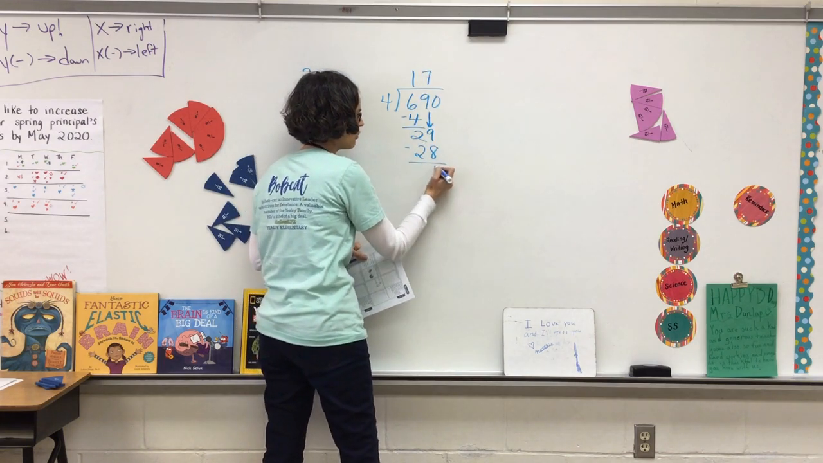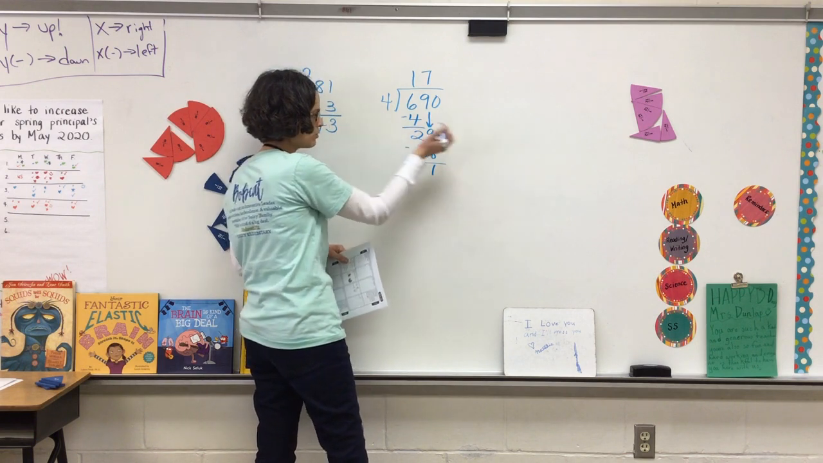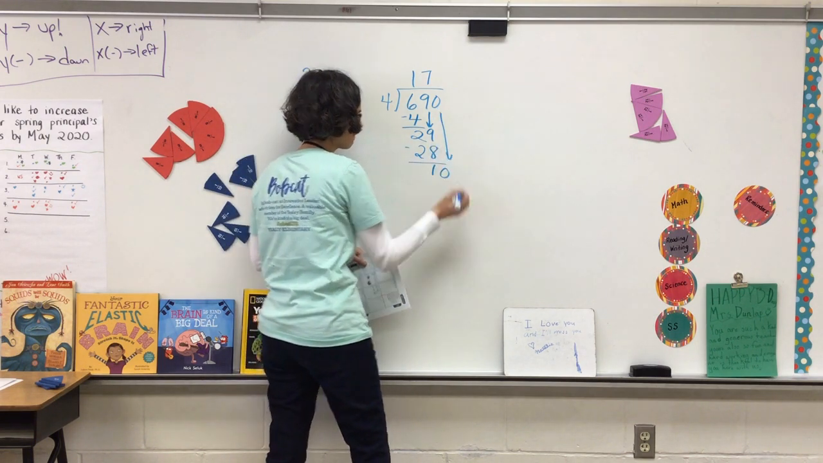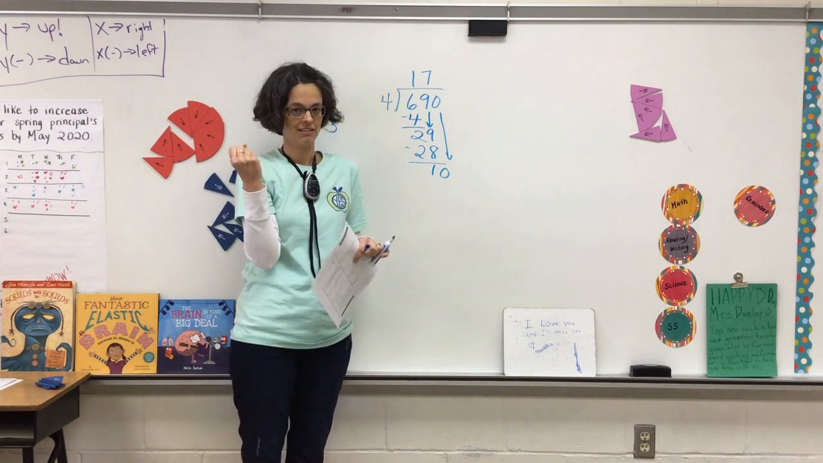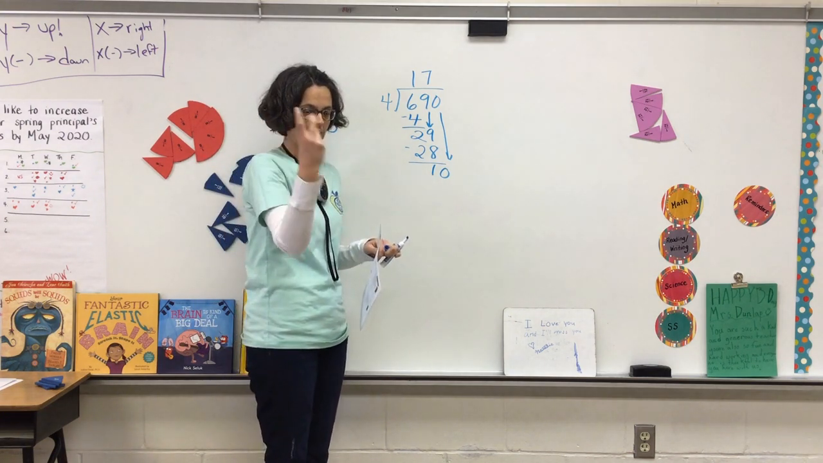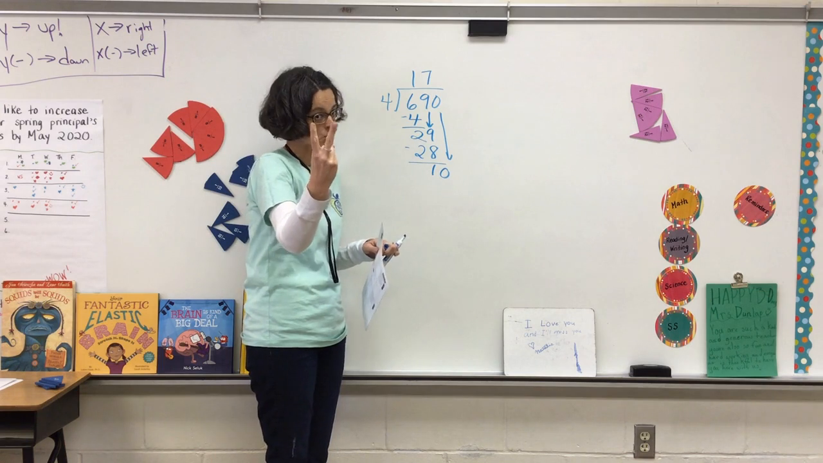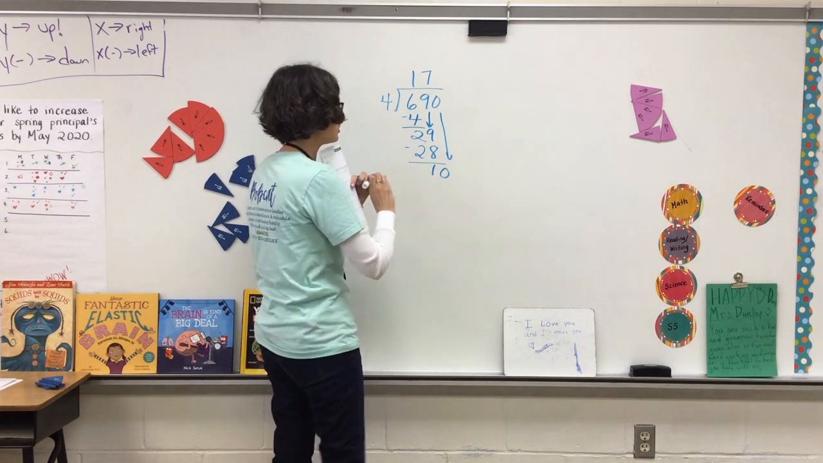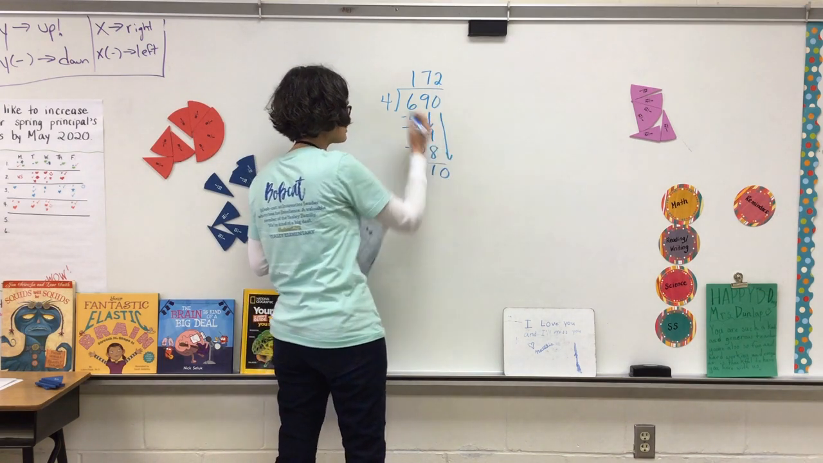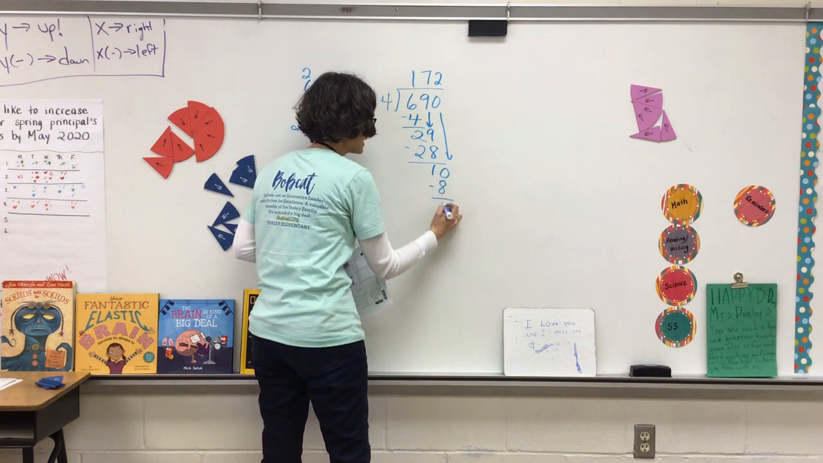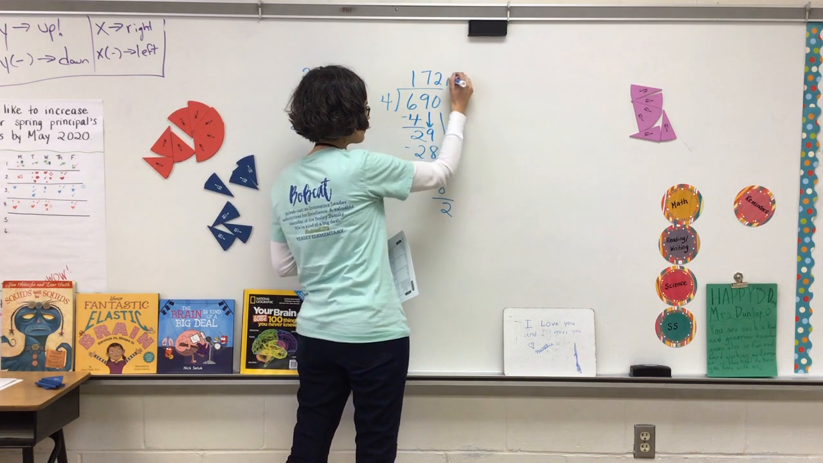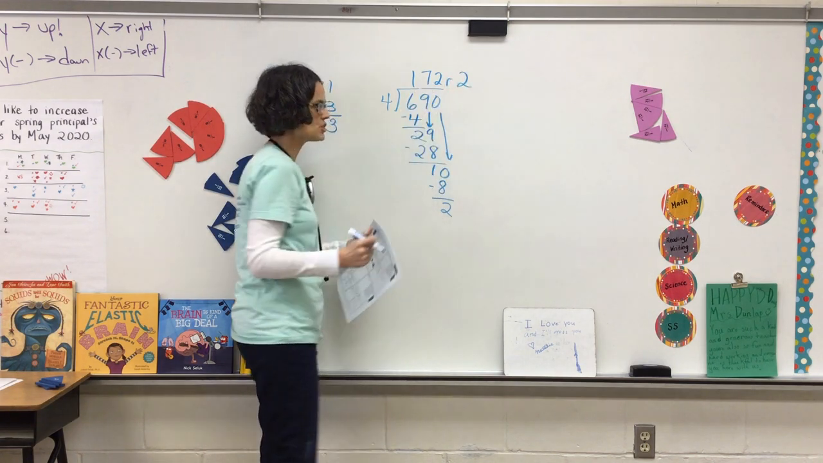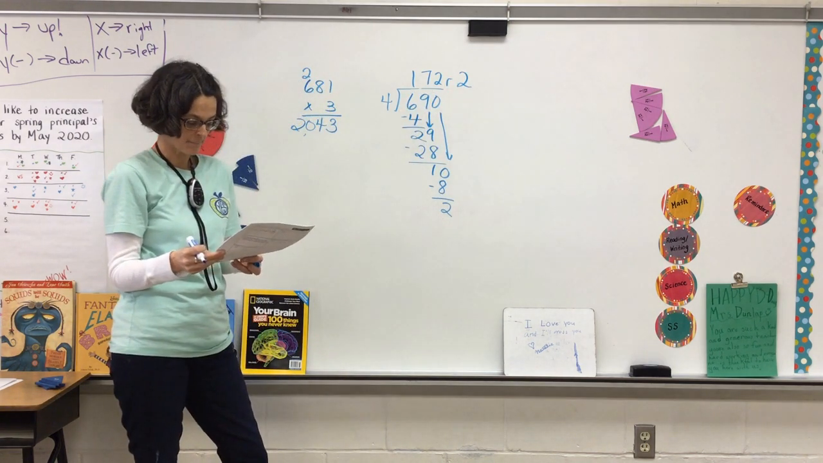I subtract and I get 1. 1 is smaller than 4, so I'm going to bring down my 0. And now we count by 4s again. How close can we get to 10? 4, 8. Well, the next one would be 12. That would be too much, so we're just going to do 2. 2 times 4 is 8. Subtract and I get 2. 2 is smaller than 4. I have nothing else to bring down, so my quotient is 172, remainder 2.